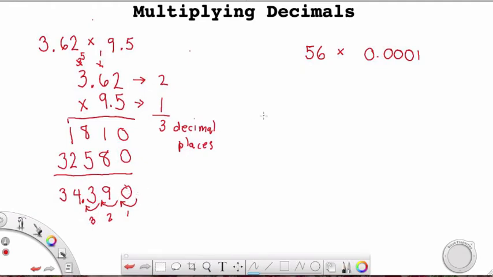Let's take a look at another problem. Now this one might just scare you. It looks a little intimidating. I have 56 times 1, not tenth, not hundredth, not thousandths, but 10,000. So I have 56 times 1 10,000.